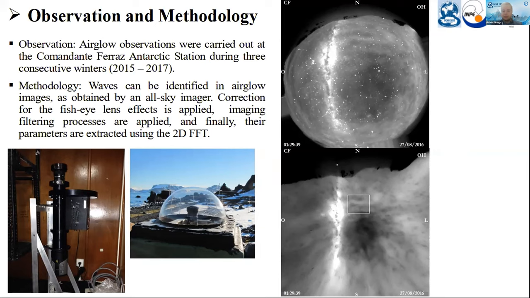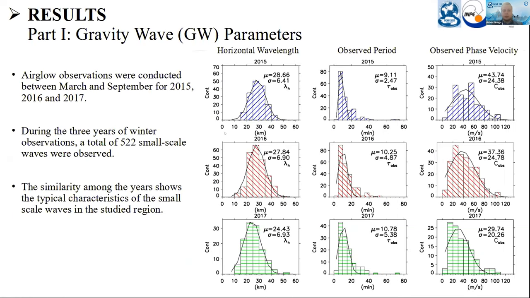After the corrections of the lens curvature and some filtering processes, like the star removal, we can finally extract the wave parameters by applying a 2D fast Fourier transform in the region of the image where we see the wave. The parameters were classified as the horizontal wavelength, the observed period, and the phase speed.